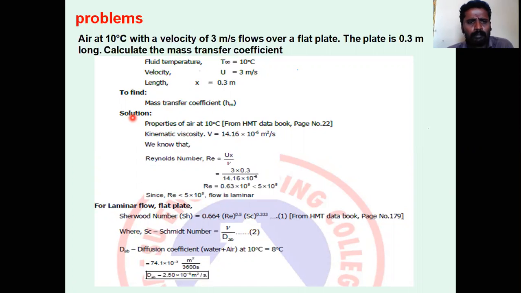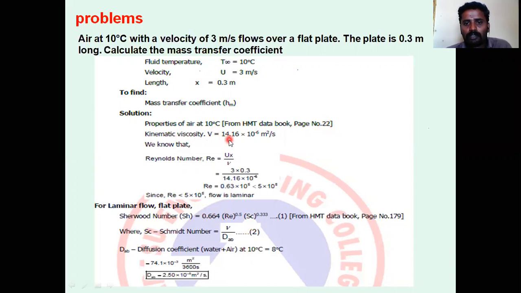First, in every problem, what type of fluid is given? Here the fluid is air. The fluid temperature is T infinity equal to 10 degrees Celsius. From the heat and mass transfer data book, take the properties from the values. Here the data book value is on page 44. This is from previous editions; now in our book, it is the 8th edition. Therefore, for the properties of air at 10 degrees Celsius, we take data book page number 44.